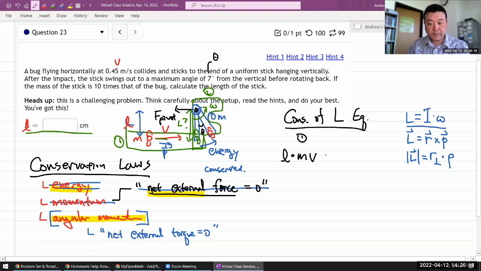Conservation of angular momentum says that should equal the angular momentum in snapshot 2, which should be the rotational inertia, let me just give it a label, rotational inertia total, and I'll break it out into pieces in a little bit, times the angular velocity. That's how quickly it's swinging. So this is one equation.